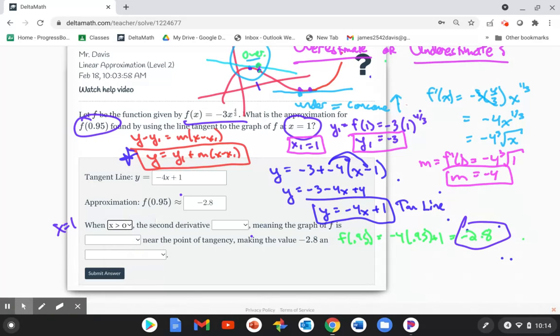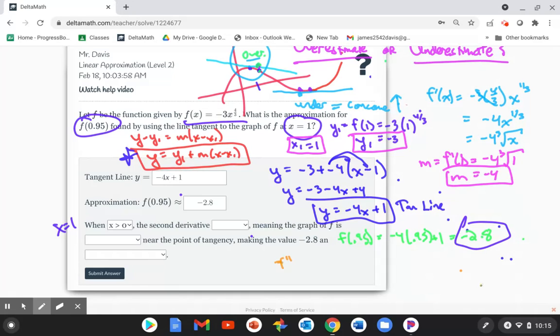And then it asks us about the second derivative. So the second derivative is either greater than 0, meaning concave up, or it's less than 0, meaning concave down. Okay. And that's going to be the next drop-down box, which means we need to go ahead and compute the second derivative. So again, I told you there's a lot of parts to this question, but stick with it. It's going to put a lot of things together here.